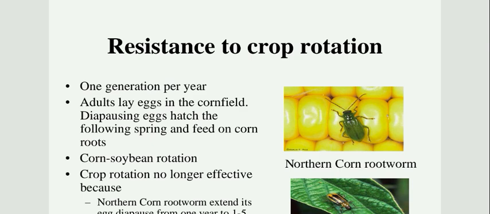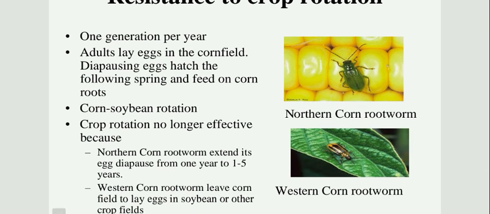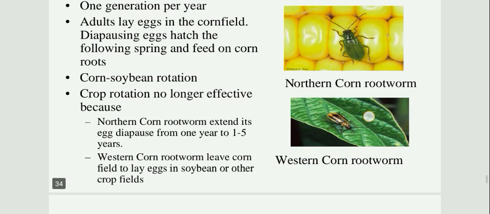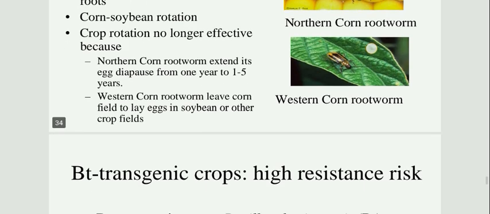Resistance to crop rotation, one generation per year. Adults lay eggs in the cornfield; eggs hatch the following spring and feed on corn roots. Corn-soybean rotation. Crop rotation is no longer effective because northern corn rootworm extends its egg diapause from 1 year to 1 to 5 years. Western corn rootworm leaves a cornfield to lay eggs in soybean or other crop fields.